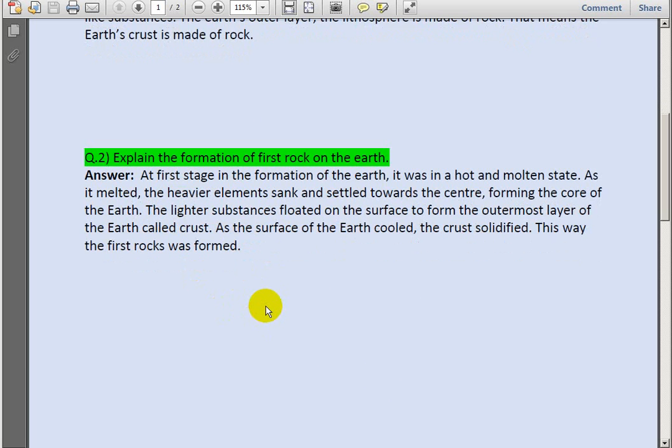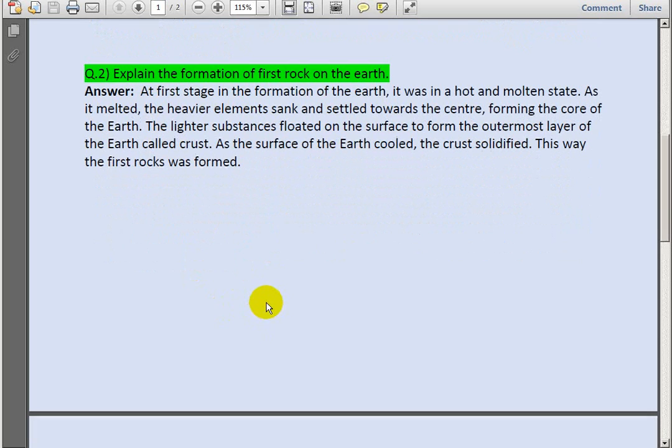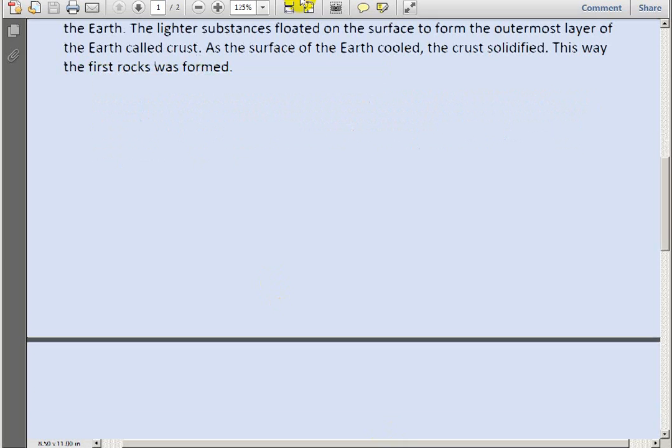Okay, students, read these things. I will ask you how rock is formed. How many types of rocks? Hello, students. Three types of rocks. Can you say the names of these types of rocks?